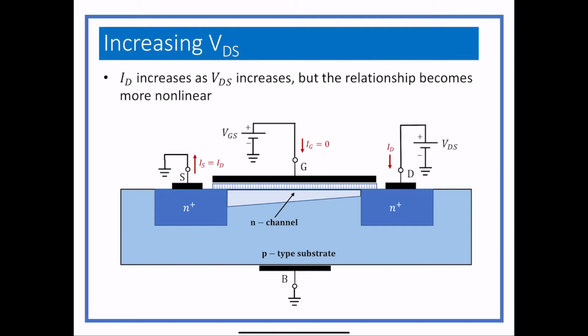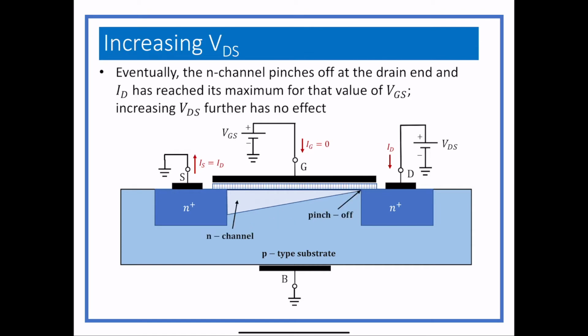Eventually, you get to a point where the end of the channel closest to the drain actually closes or pinches off. And then you get a situation where it doesn't matter what you do to the drain to source voltage, you don't get more current out of it. You get the same amount.